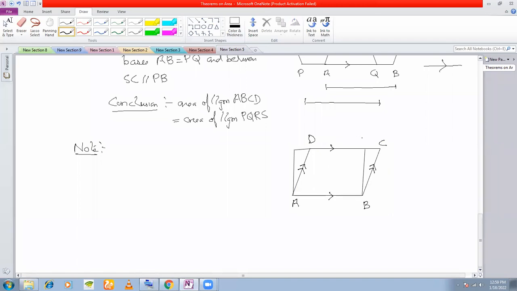And ABPQ is a rectangle. Will they have equal areas? Can you tell me, will they have equal areas? Yes, sir. Why? Sir, because they have same base. So what? One is a parallelogram, one is a rectangle. I said two parallelograms. I did not say one parallelogram, one rectangle.